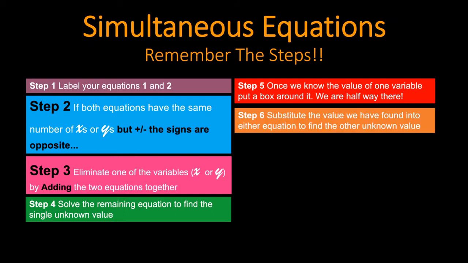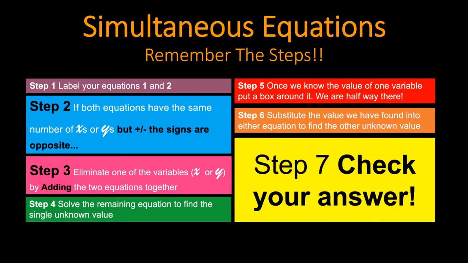Step 6, we're going to substitute the value we've found into either of the equations. You can choose which one you think will be easier, and we'll solve that equation to find the value of the other unknown variable. Once you've got both variable values, we go on to step 7. Don't skip it out. We always check our answers. And if you used equation 1 in step 6, we'll use equation 2 to do this. If you used equation 2 in step 6, we use equation 1 to do this.